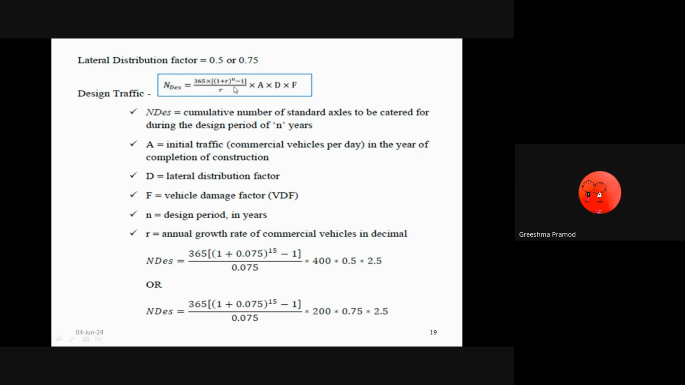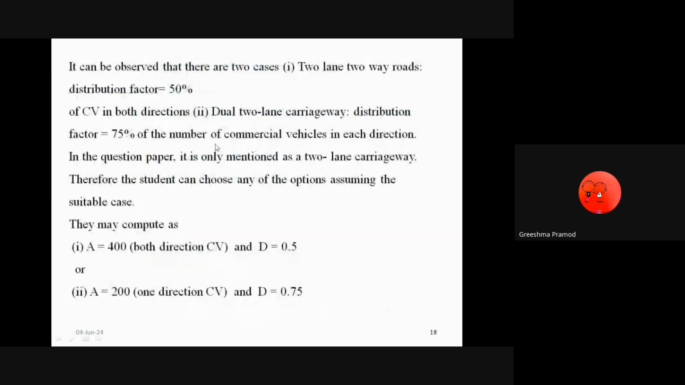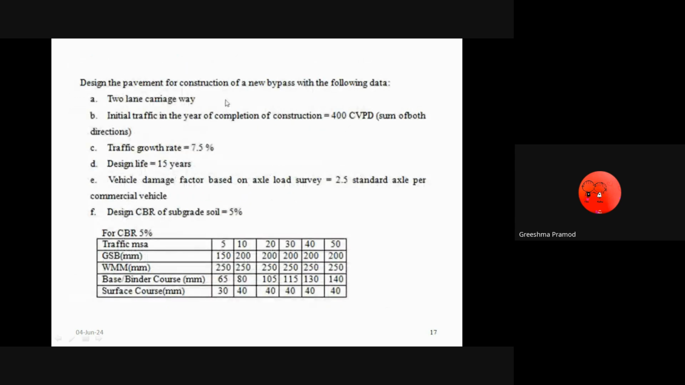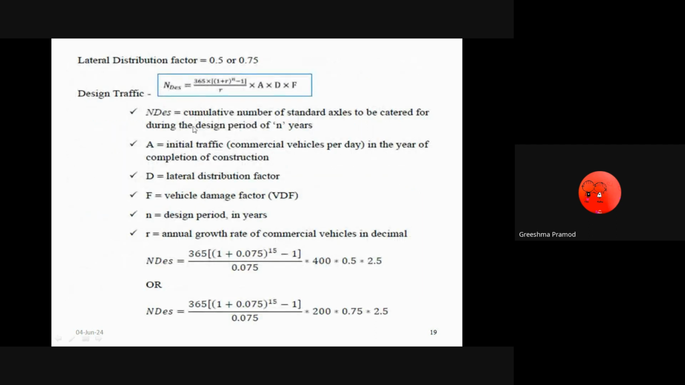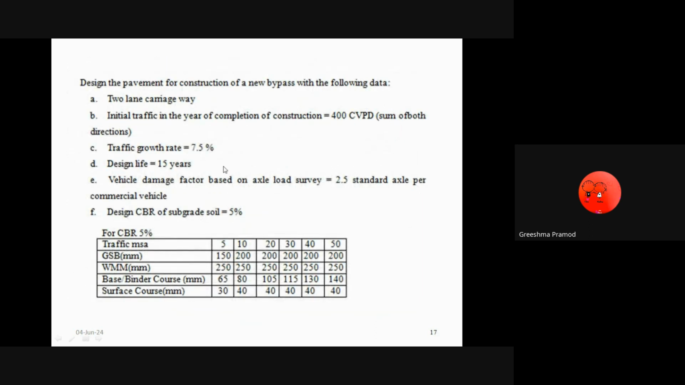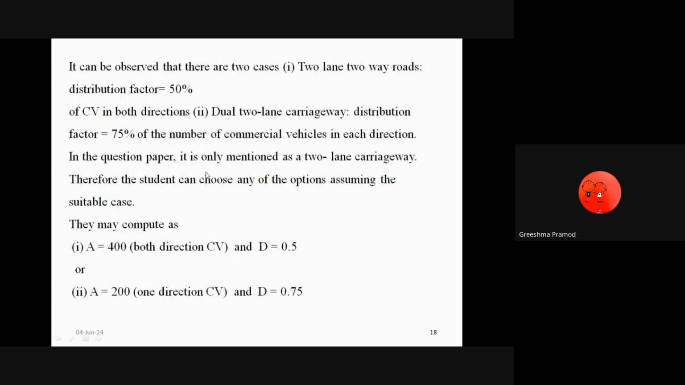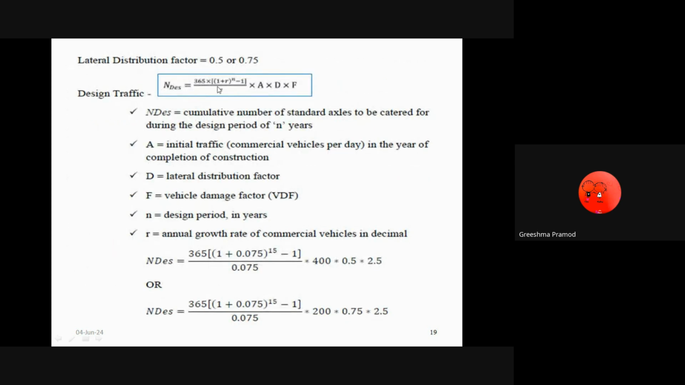R is the annual growth rate of the commercial vehicle in decimal, which is given to you in the question as 7.5%. So you have to take it as 0.075. Then N is the number of years, which is given to you in the question as 15 years. Design life given to you as 15 years.